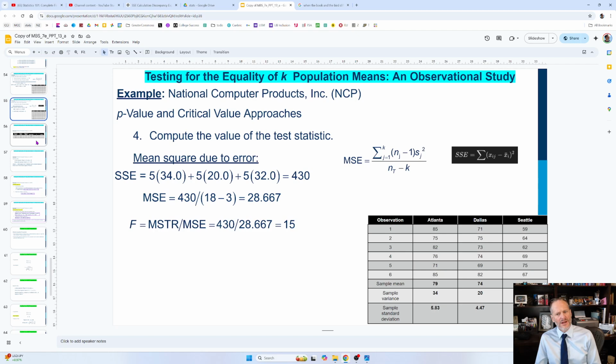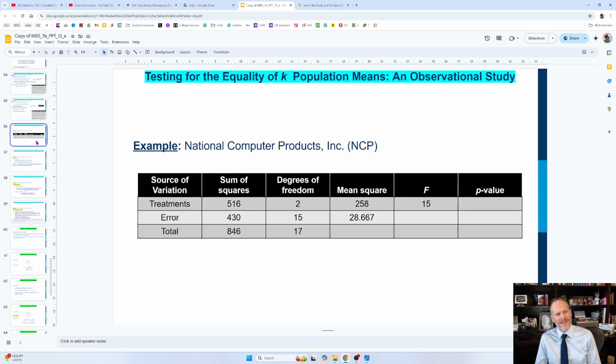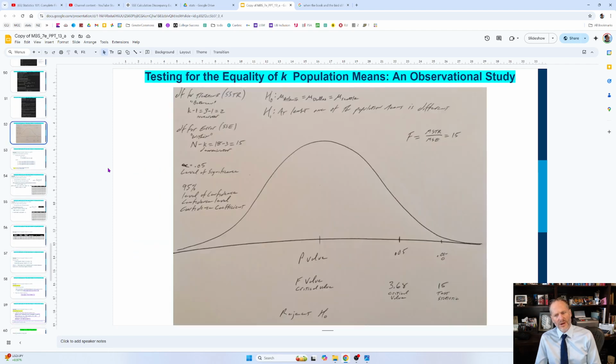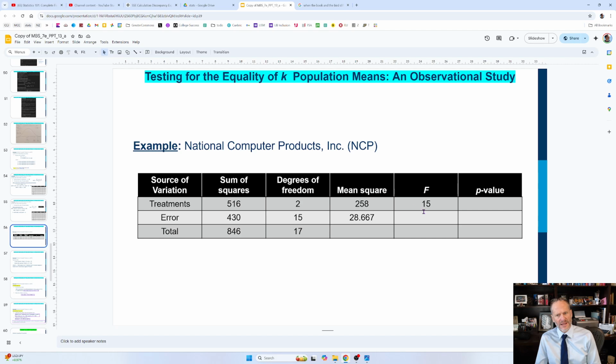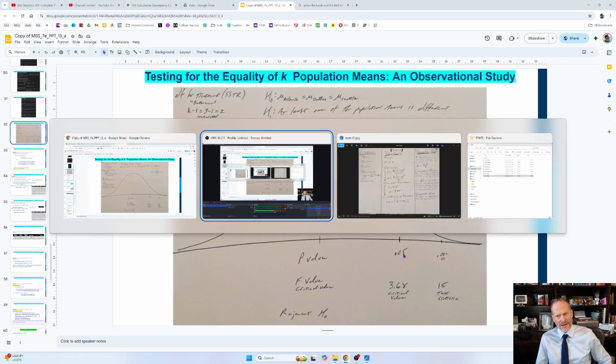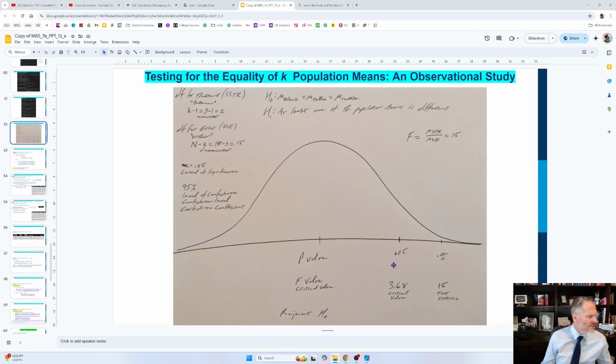All right, so there's calculating our F statistic, and then here is our ANOVA table, right? And with that information, we could go up and draw this. And so here is our F statistic, 15, right? We have 15, and then we have this at a 0.05 level of significance. And if we look up our F table, let me find our F table, just one second. I haven't downloaded it, so I've got to go get it.